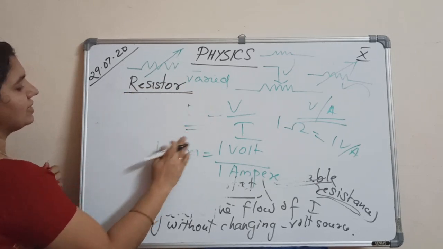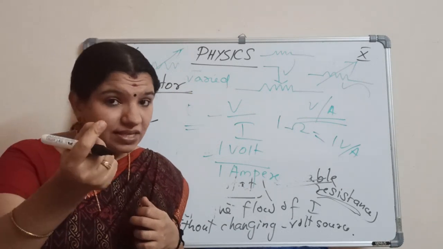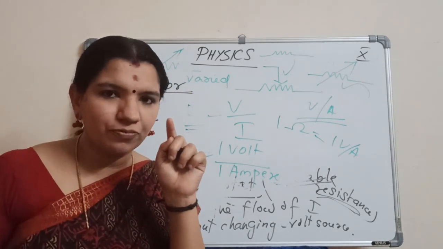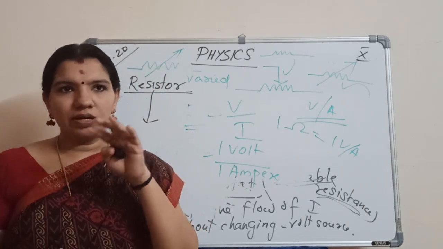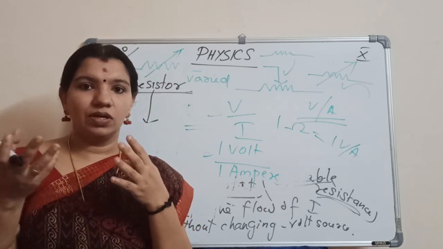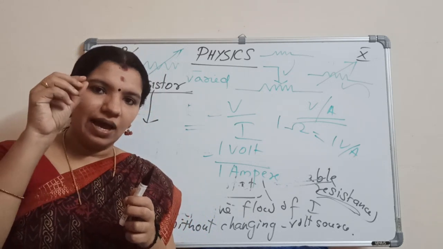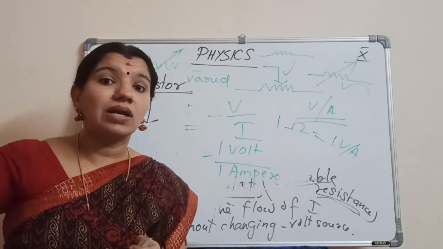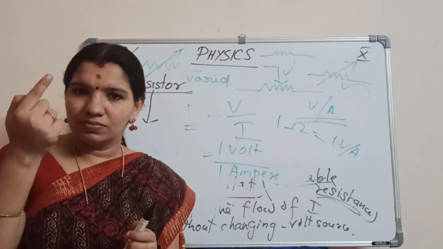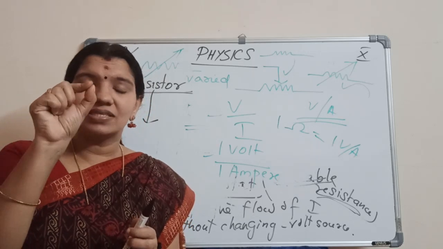Resistor means it is a material having a fixed value of resistance. This resistor is a small thing, actually made up of carbon, and it is in every type of electrical appliance. When you open a TV or any electrical appliance, you can see resistors, capacitors, so many components there. So a resistor is a small carbon-made material, and it has a fixed value.